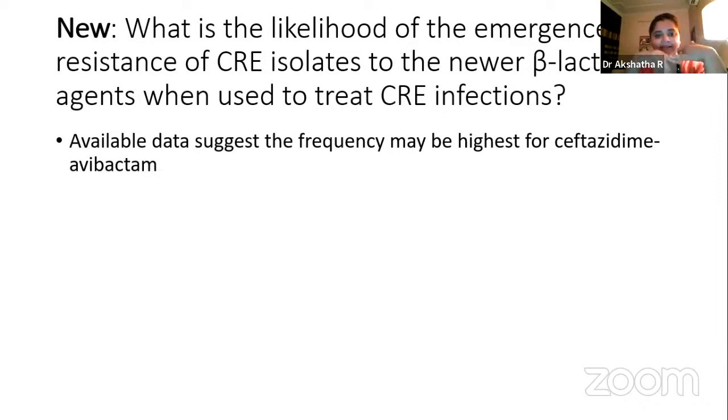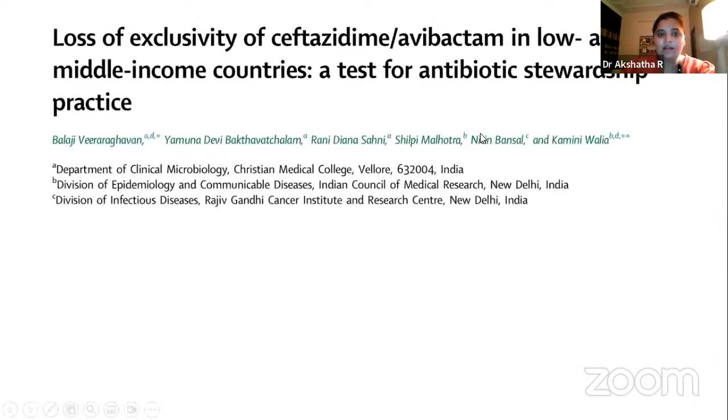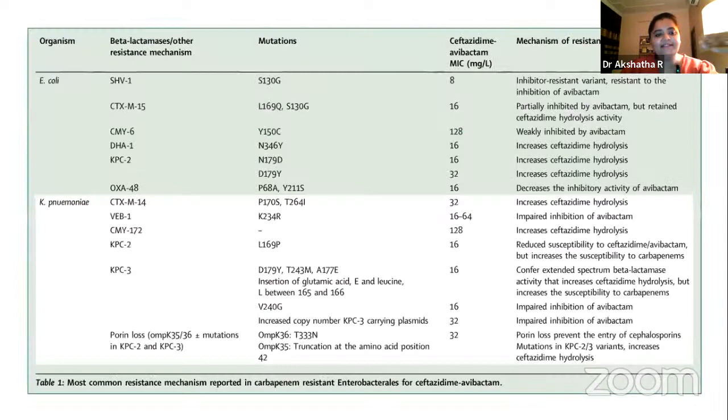So the available data suggests that the frequency of resistance is highest with ceftazidime-avibactam, and this is the situation we are going through now. As we all know, ceftazidime-avibactam was under license. Now, after 5 years, the license has been lost, and there are various generic formulations which have come up now. So this is a big challenge for us.